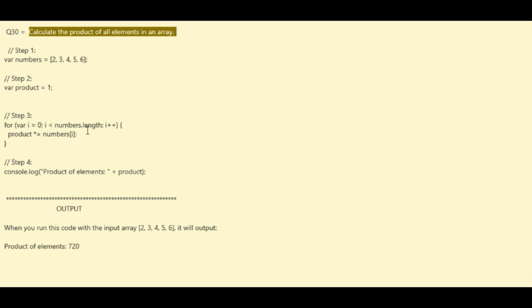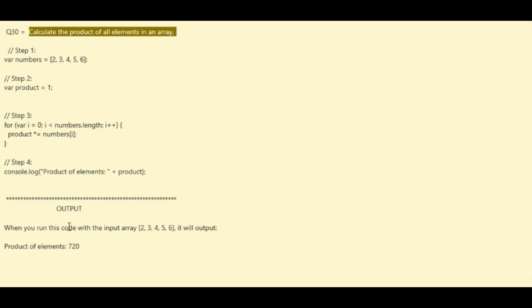Okay, so come to step 3. In step 3, in this step you use a for loop to iterate through each element in the array. For each element you multiply it with the current value of the product variable. Okay, come to step 4. Console.log you use to display the product of all elements in the array.